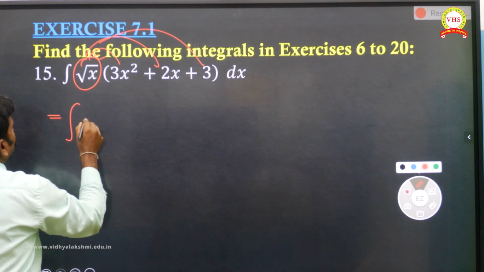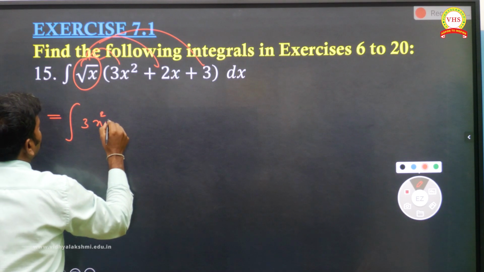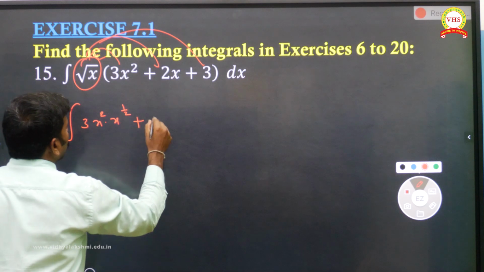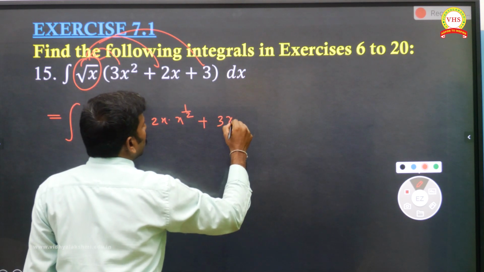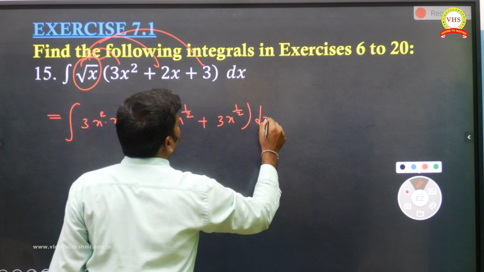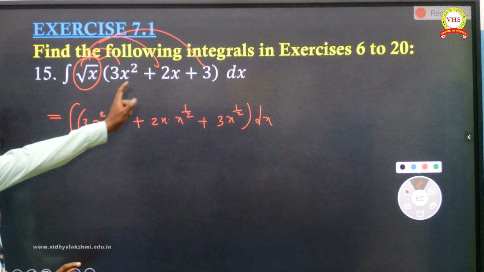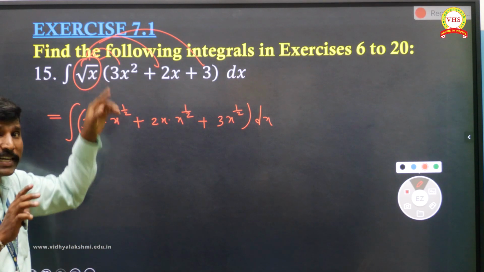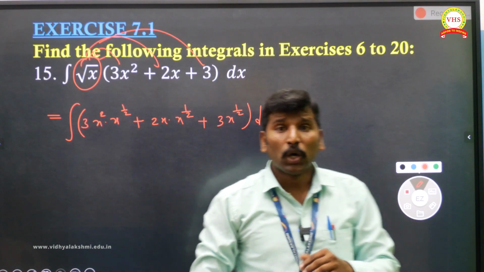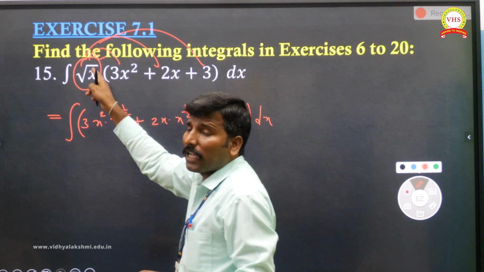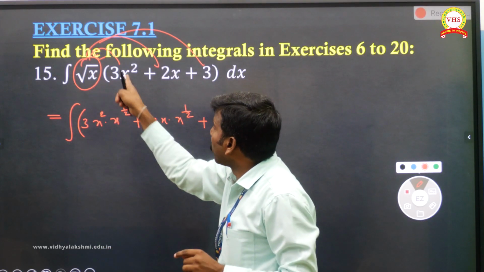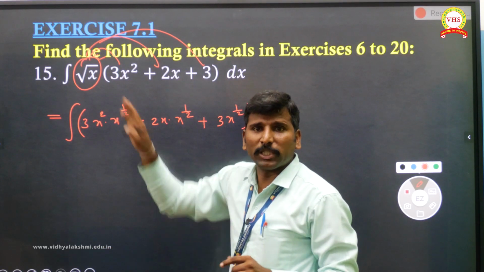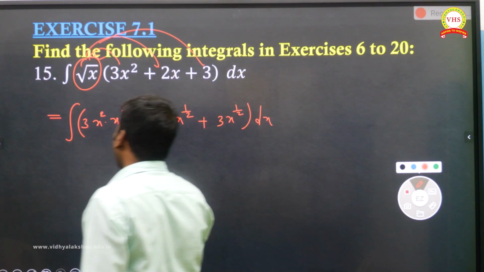So what I'm getting: 3 x power 2 into x power 1 by 2, plus 2x into x power 1 by 2, plus 3 into x power 1 by 2, overall into dx. So what I did here, have you noticed, root x in the sense, children listen, root x means x power 1 by 2. That x power 1 by 2, I'm multiplying with each term.